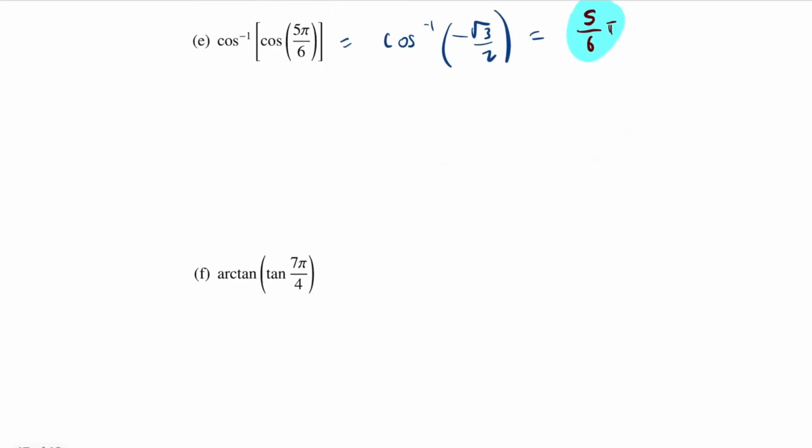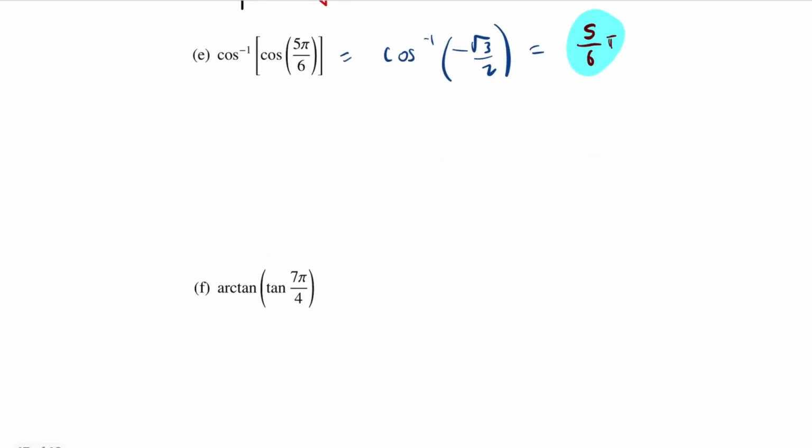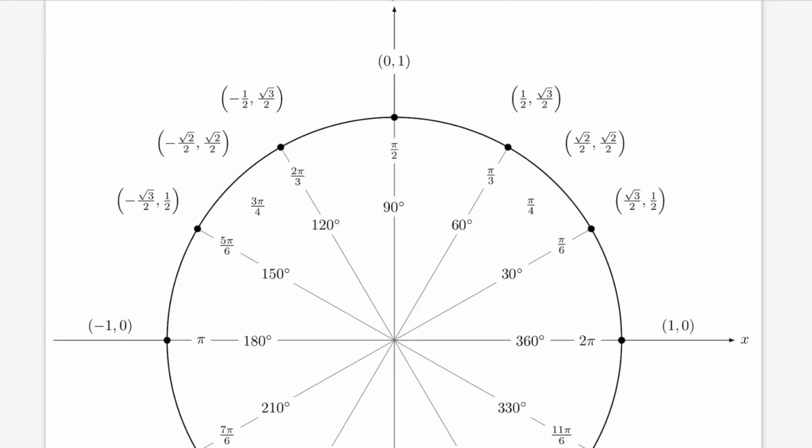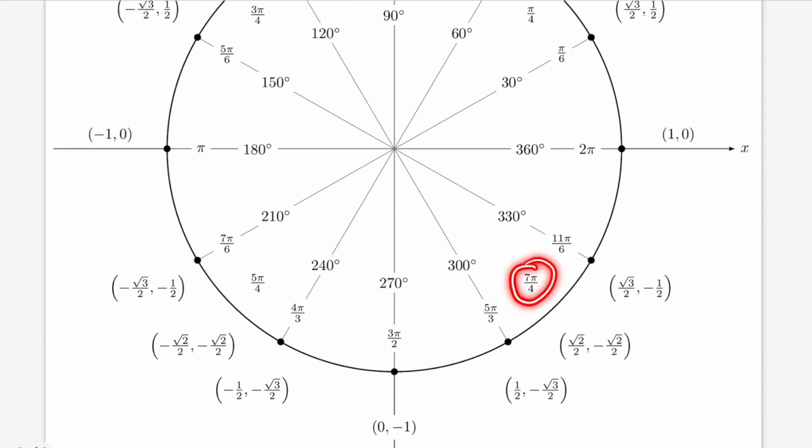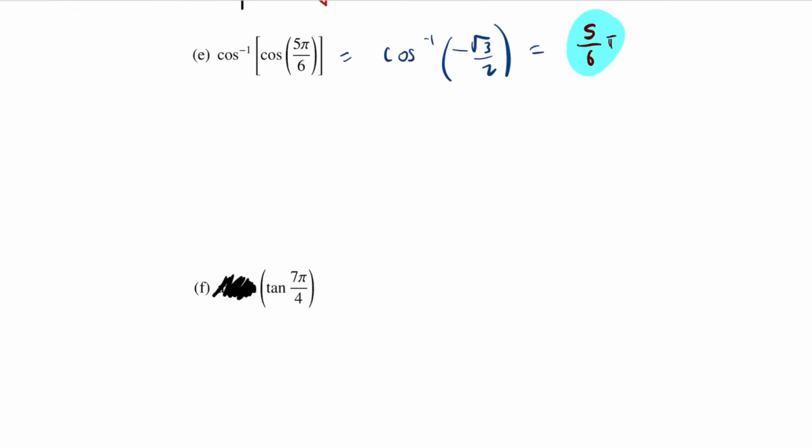All right, so now this one, same thing. Let's work from the inside out. Let's cover that up. Let's figure out what tangent of 7/4 pi is. 7/4 pi is here. The tangent is y divided by x, which is negative 1. So this becomes arc tan of negative 1.